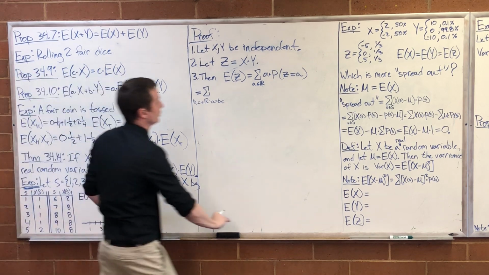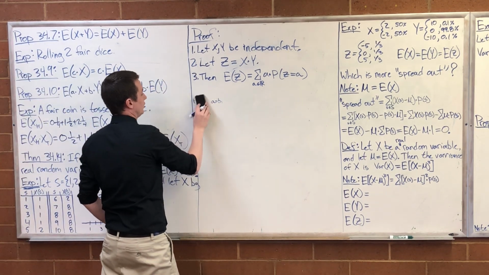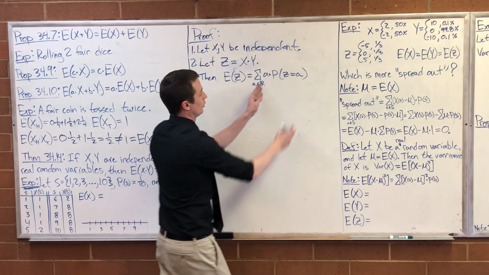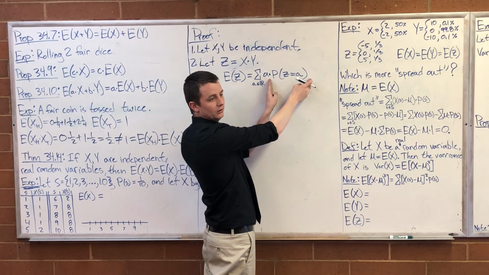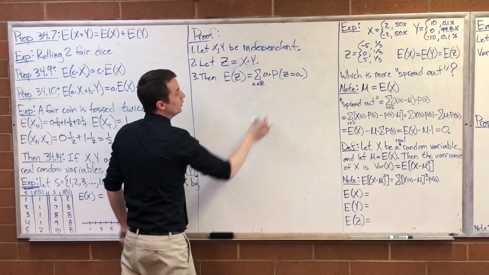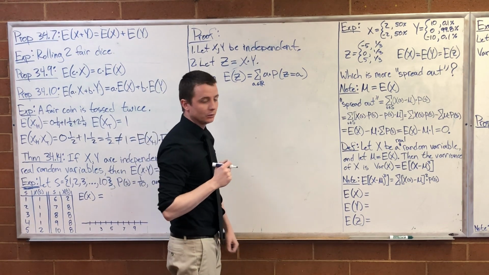Oh, that's how it makes it more clear. Yeah, that's a good idea. So we're going to play with this internal thing for a second, and then come back out to the full sum. So what is the probability that z is equal to a?